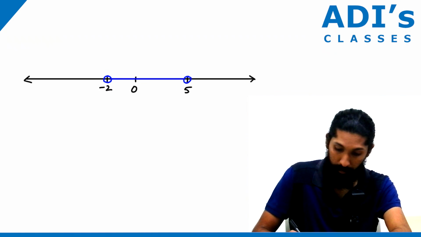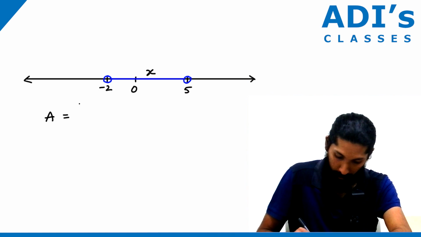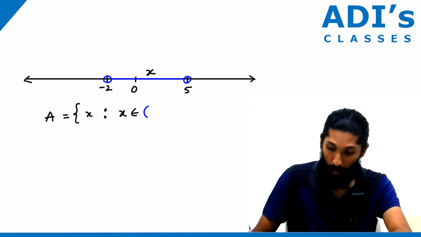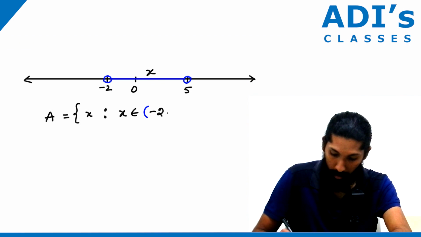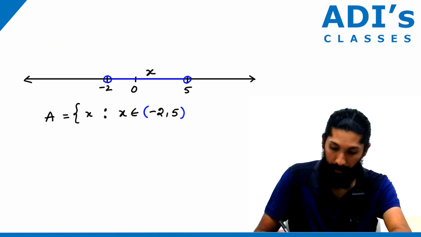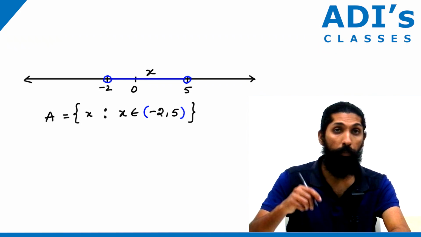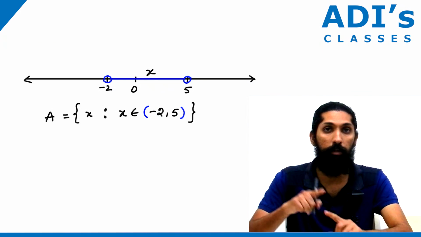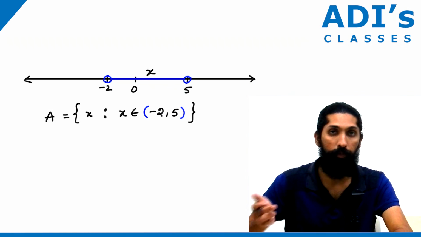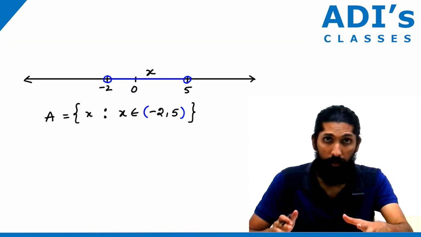In the sense, suppose when you have x here, we have A is equal to x such that x belongs to, here remember this is an open bracket, -2 comma 5, and here also we have an open bracket. So open bracket is something where the numbers are not included, correct? Now these are the 4 types what we have. So let's summarize all the 4 of them now.